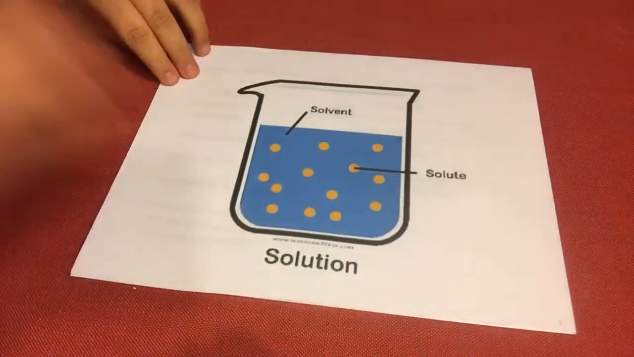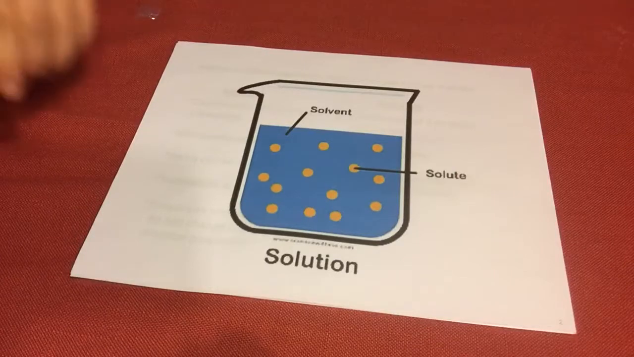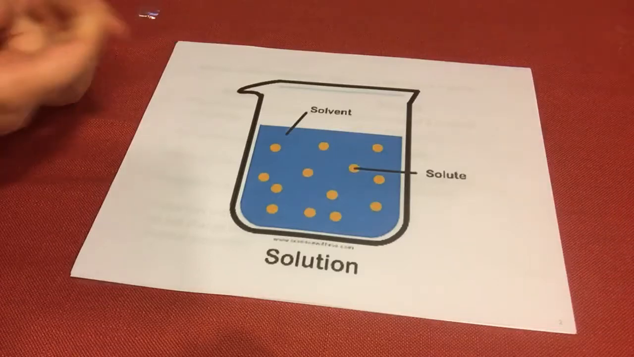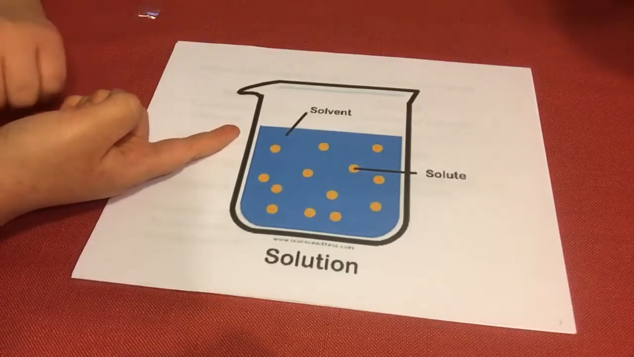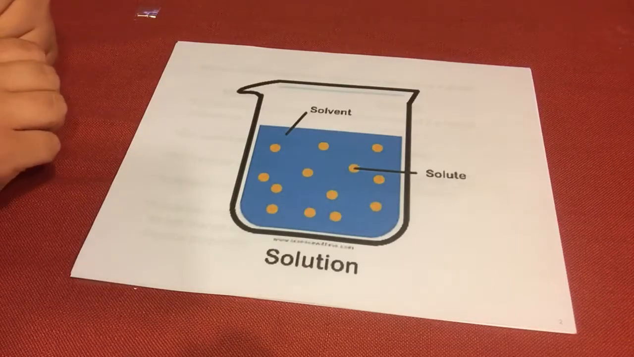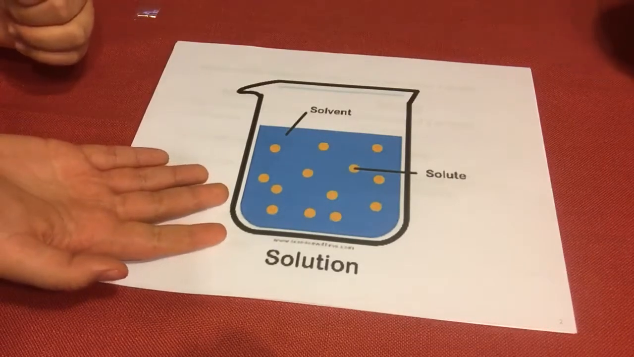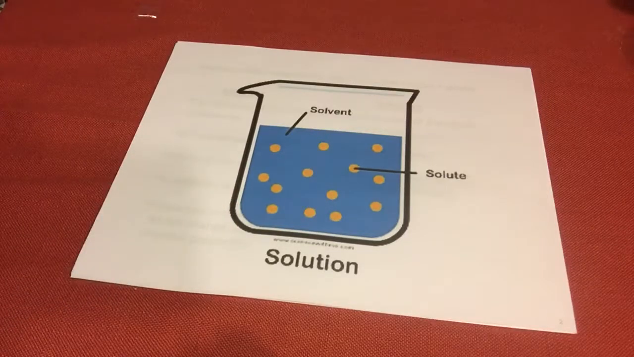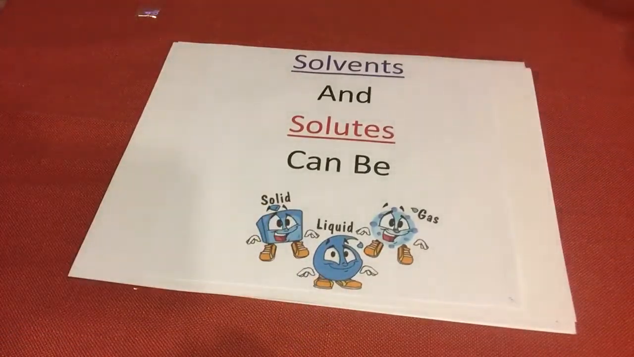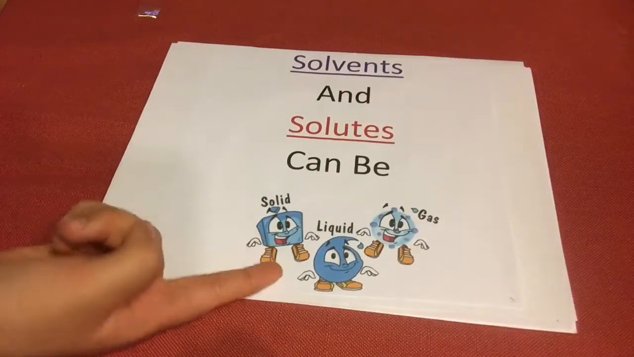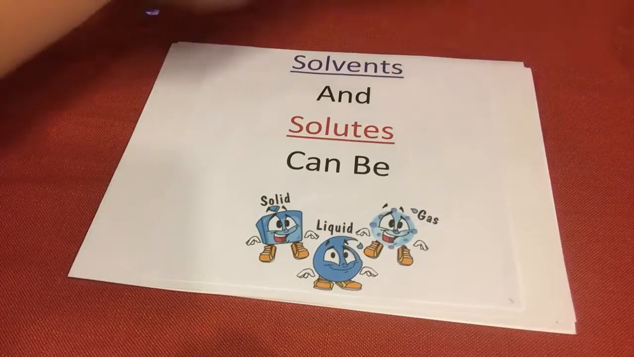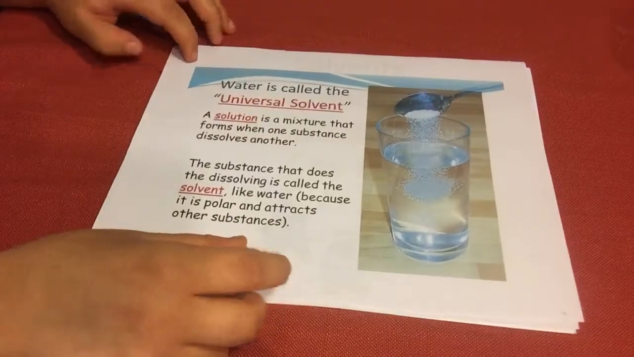In other words, the dissolved particles are the solute, while the dissolving medium is the solvent, which is the liquid water. While the dissolving occurs, the solute gets spread out evenly throughout the solvent, as shown in the image. Keep in mind that solvents and solutes can be solids, liquids, and gases. And a fun fact is that water is called the universal solvent.